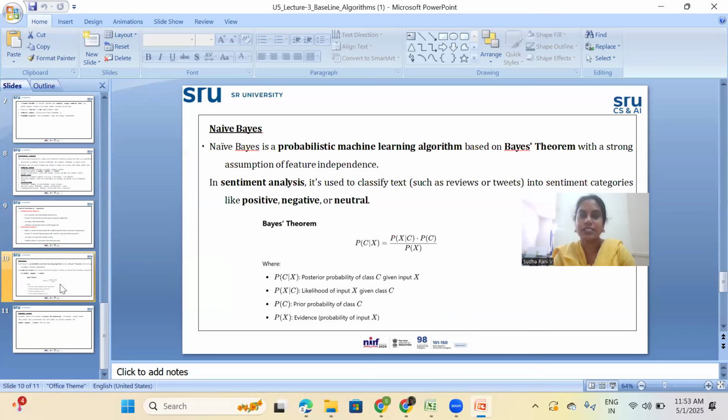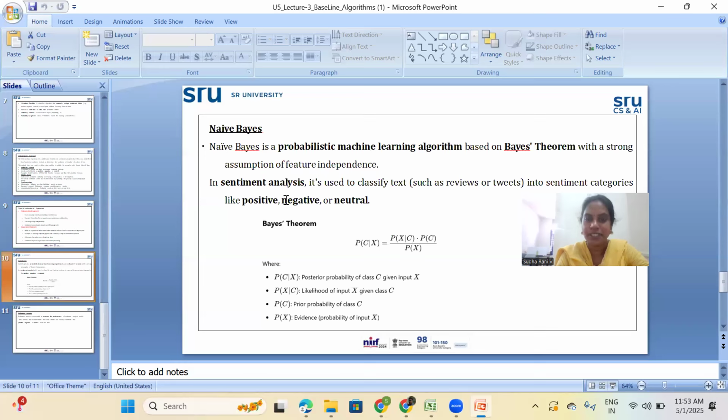Next, Naive Bayes. Naive Bayes is a probabilistic machine learning algorithm based on Bayes' theorem with a strong assumption of feature independence. In sentiment analysis, it's used to classify text into sentiment categories like positive, negative, or neutral.